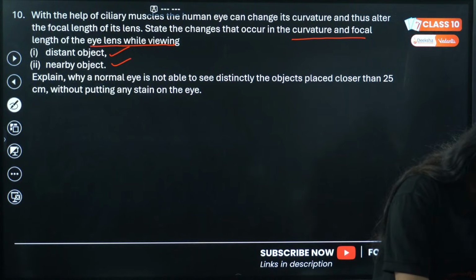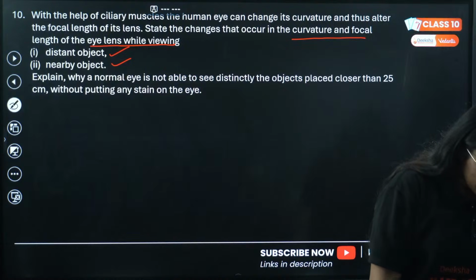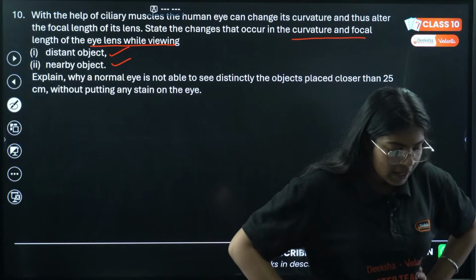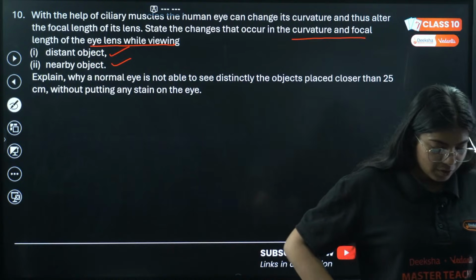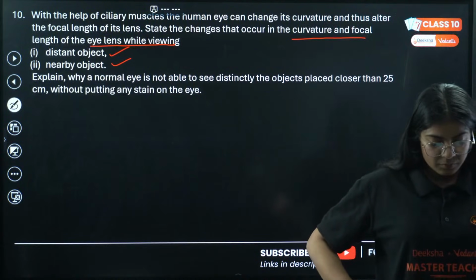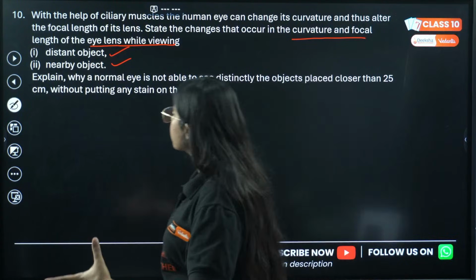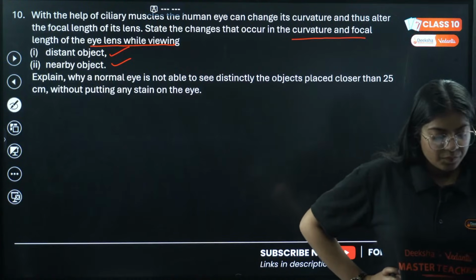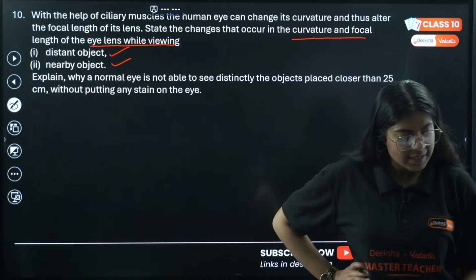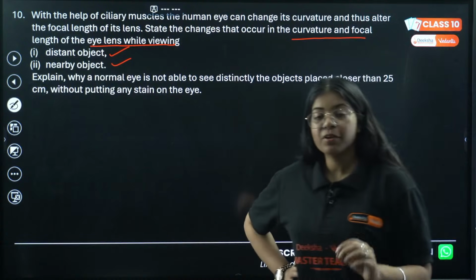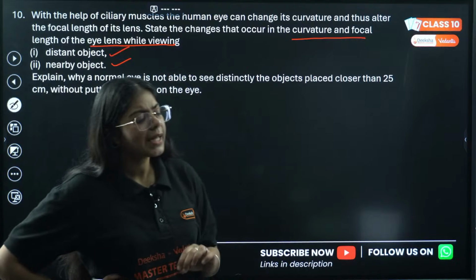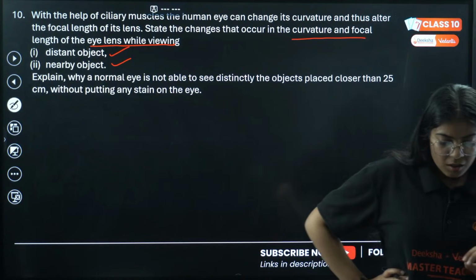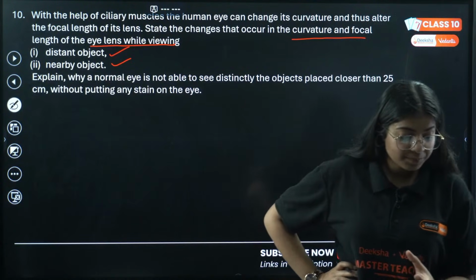Because ciliary muscles relax while viewing distant objects. Read that. Because ciliary muscles relax while viewing distant objects, my eye lens becomes thick or thin. The focal length of my eye lens increases or decreases while viewing a distant object. Let me know, does it increase or does it decrease? Ciliary muscles relax, that is correct.